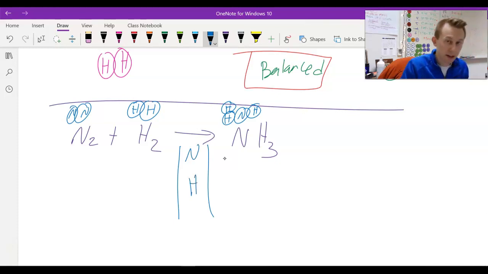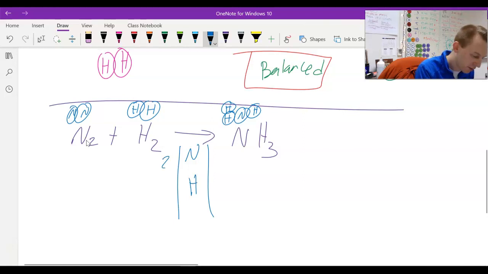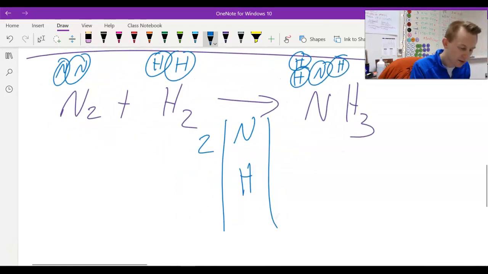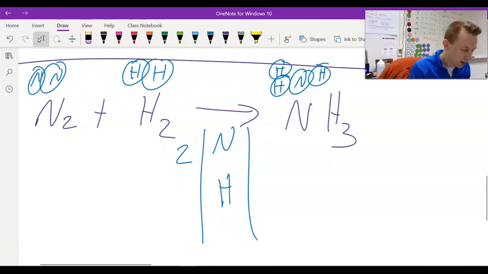And this is going to be a good way to compare if we have the same numbers on the left and the same numbers on the right. So here I've got 2 nitrogens, so I'm going to write a 2 there. I'm just going to zoom in just a little bit here. And I've got 2 hydrogens. That's not a 2. There we go. And on the right hand side, I've got 1 nitrogen and 3 hydrogens.